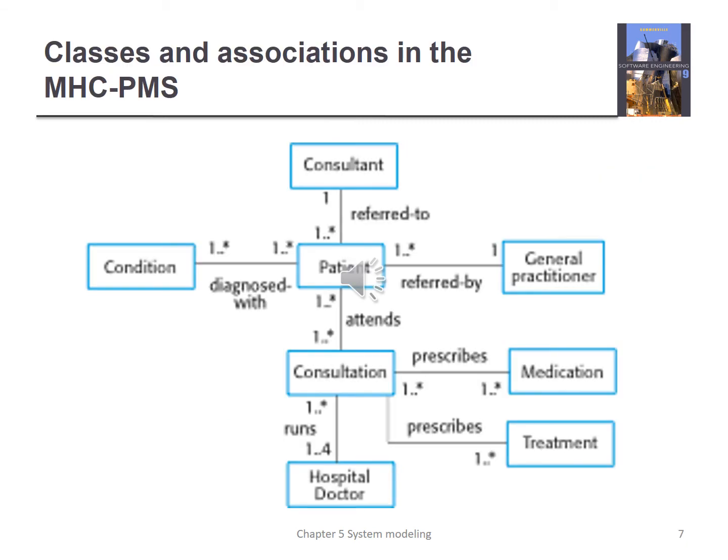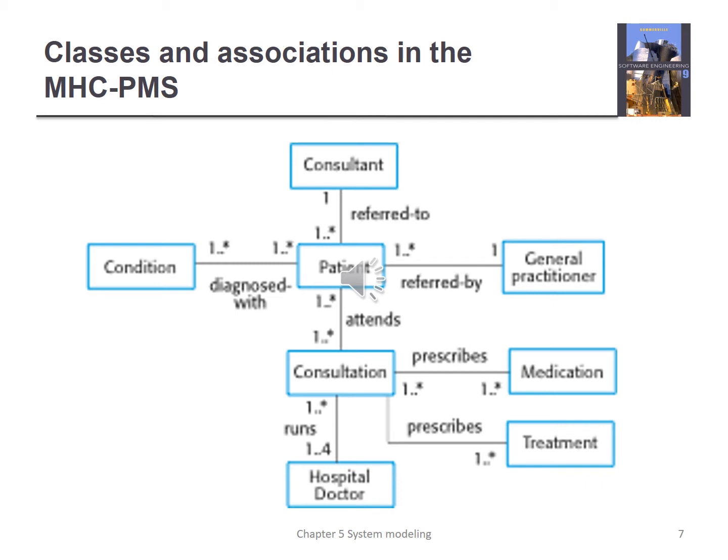If we look at this example for the mental health care patient management system, the classes and association. If we look at the classes in that system, consultant is a class, patient, condition, general practitioner, medication, treatment, hospital doctor, consultation, whatever. And then we have to set up what's the relation between these. For example, patient referred by general practitioner, or a patient referred to a consultant.